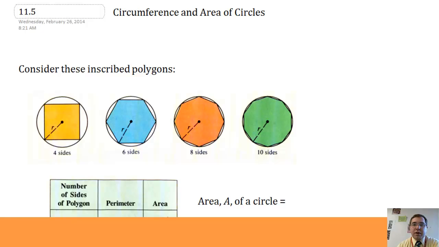This is section 11.5, Circumference and Areas of Circles. Consider these inscribed polygons. Polygons inscribed inside of a circle. I've got a square, hexagon, an octagon, and a decagon.